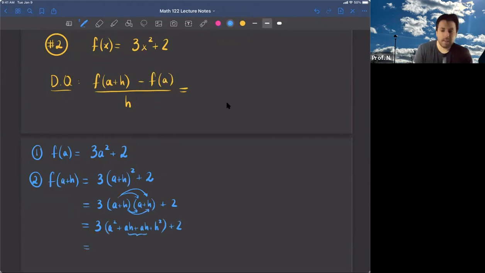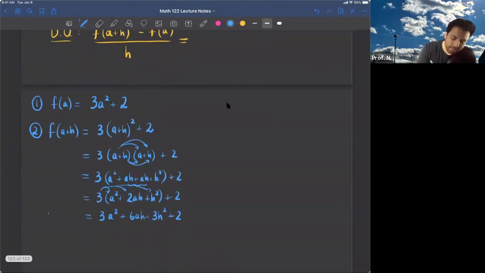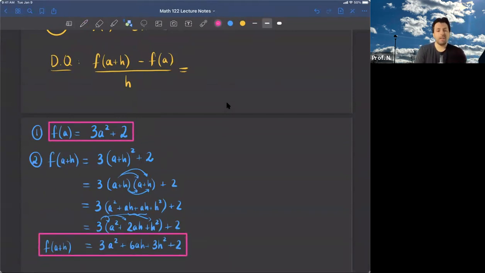Then the ah plus the ah are 2ah, so this is 3 parentheses a squared plus 2ah plus h squared, plus 2. And this equals, after I distribute the 3 everywhere, 3a squared plus 6ah plus 3h squared plus 2. And this is f of a plus h. So the important expressions here are this one here and this one here.